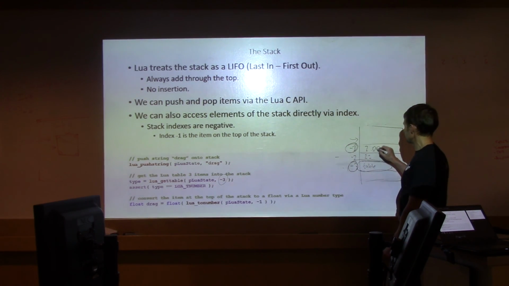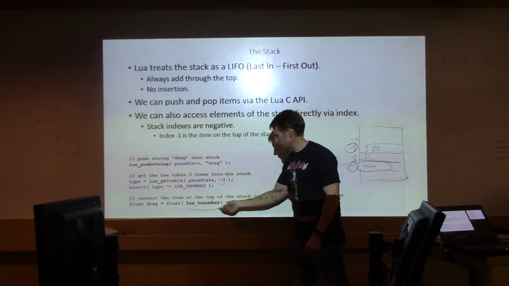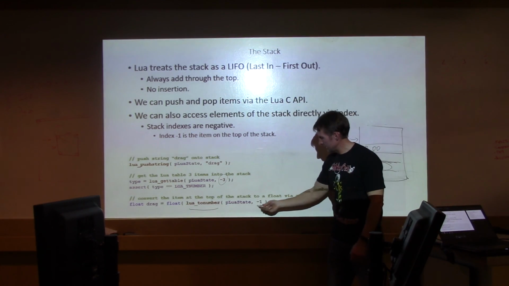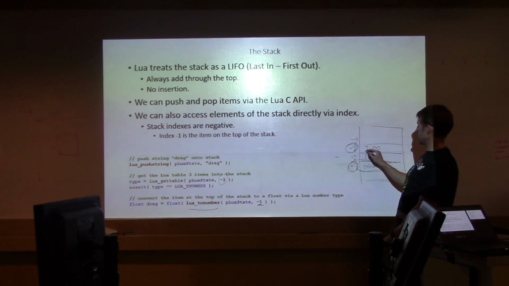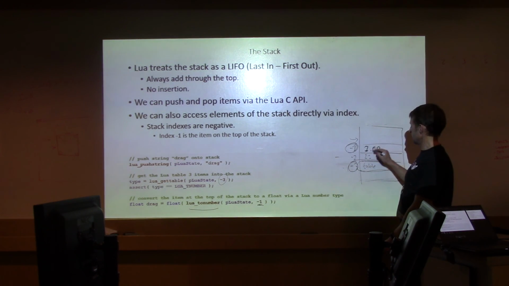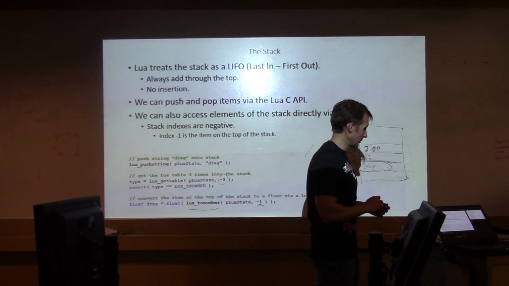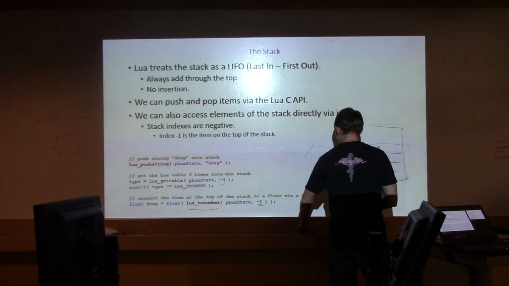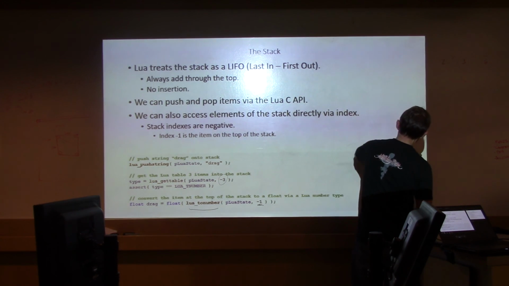Then down here I'm saying, I want to convert whatever is at this index of the stack to a number. That number is sitting on the stack, and I want to convert it to a number and return it to me. We'll go through a bunch of these. These are the things I was going to talk about. Again, it'll get really confusing.